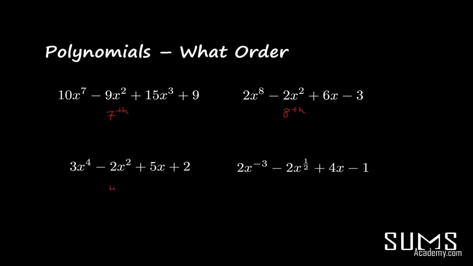This one is 4th order. What about this one? Well, as you can remember from just before, this has a negative sign and a fraction. So actually, this isn't a polynomial, because one of the conditions was that the powers need to be non-negative whole numbers. So this is not a polynomial at all. So now you have a clear idea of what they are.